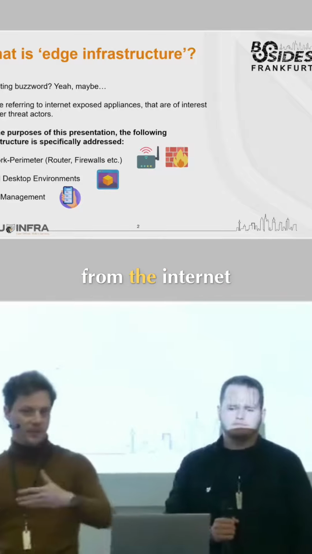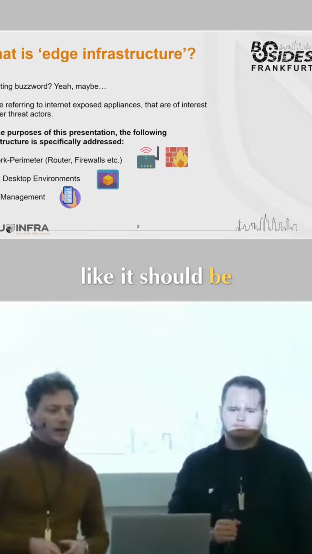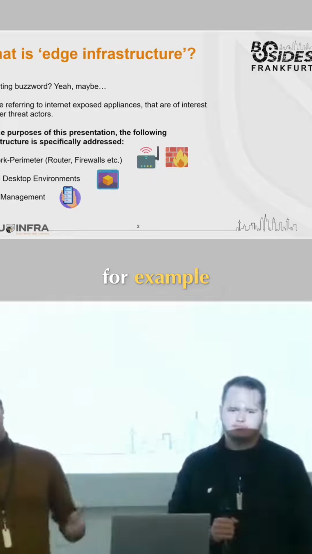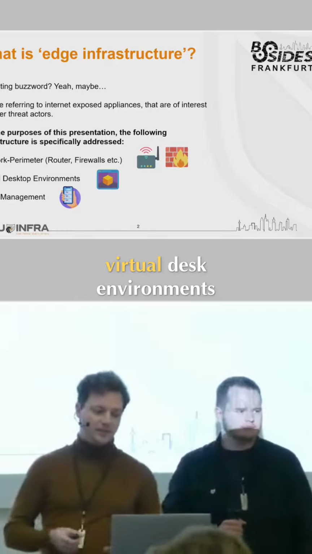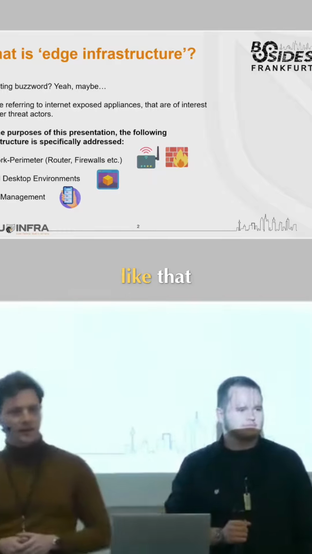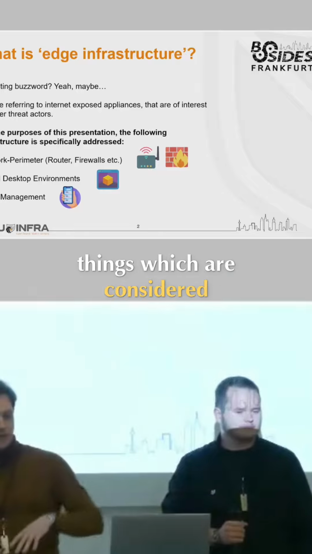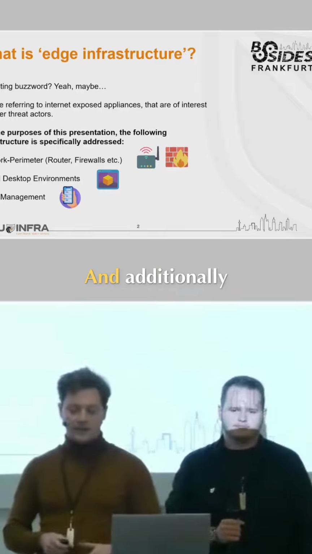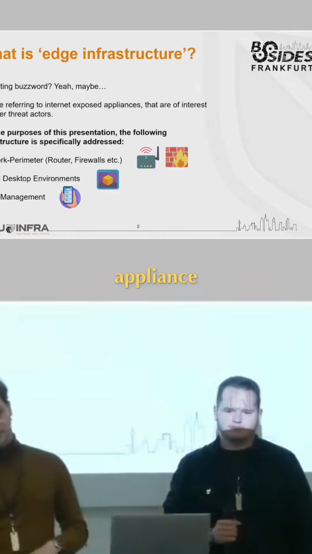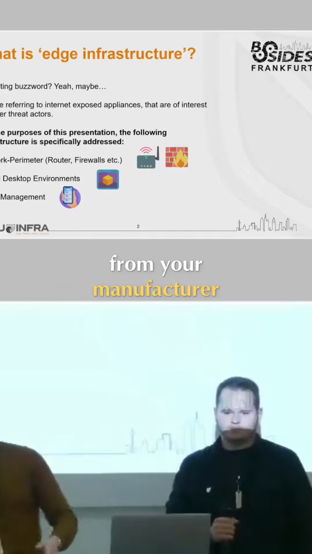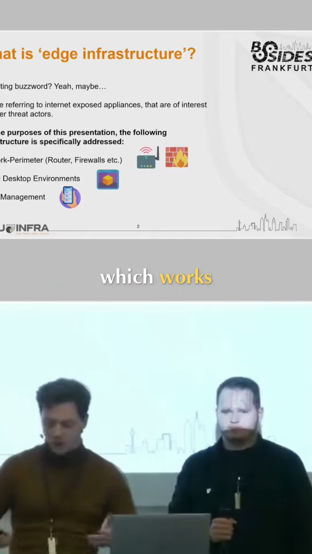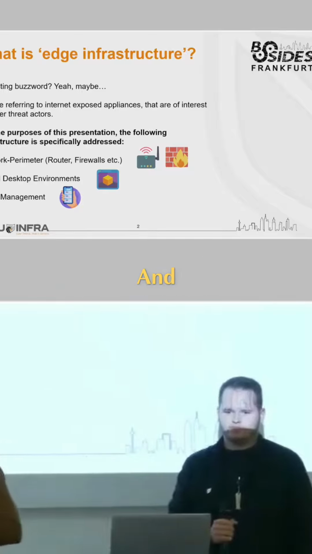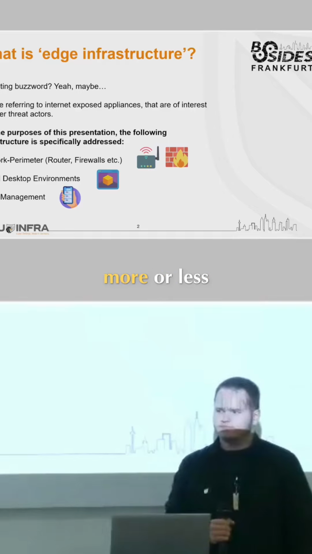Something which is reachable from the internet, like it should be, like a perimeter firewall, for example. It should be reached from the internet, obviously. Like virtual desktop environments, asset management, and stuff like that. So there's a lot of things which are considered edge devices. And additionally, we're also considering edge appliances. So an appliance, again, is something which you get from your manufacturer, like a box, which is plug-in, which works. And it does its job and it's secure, more or less.